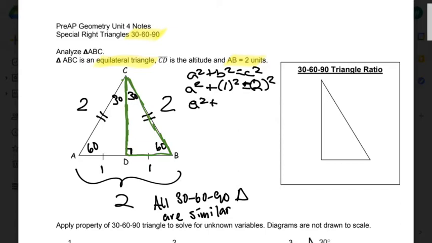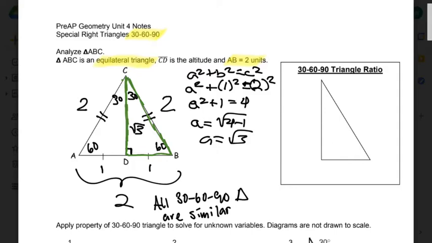So I'm going to get a squared plus 1 equals 4. So I can rework that around and get a equals the square root of 4 minus 1. A equals the square root of 3. So I know that my altitude, or my height, you can even call it, of my triangle, is going to be the square root of 3. So I have one side being 1, my short side. I have my longer side right here being the square root of 3, and then 2 being the hypotenuse.